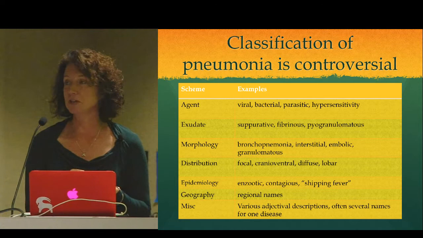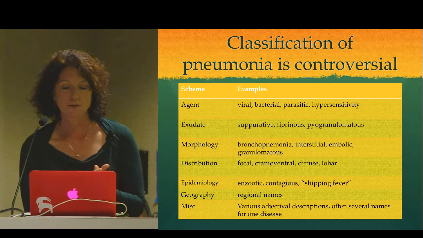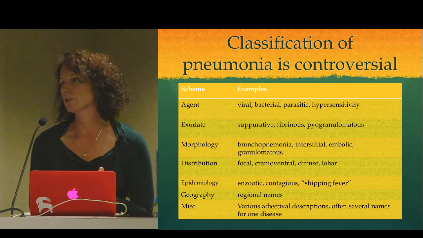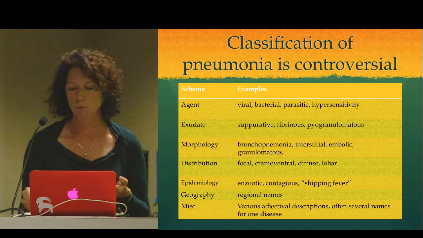I don't do a lot of large animal medicine. I don't really do any medicine in cows, but they have the best names, I think, for the sorts of pneumonia that they see. And then there's miscellaneous adjectival descriptions. Often there's several names for a single disease, and that's part of the reason it gets controversial and confusing in trying to talk to people about what you're actually seeing. This is what I see.